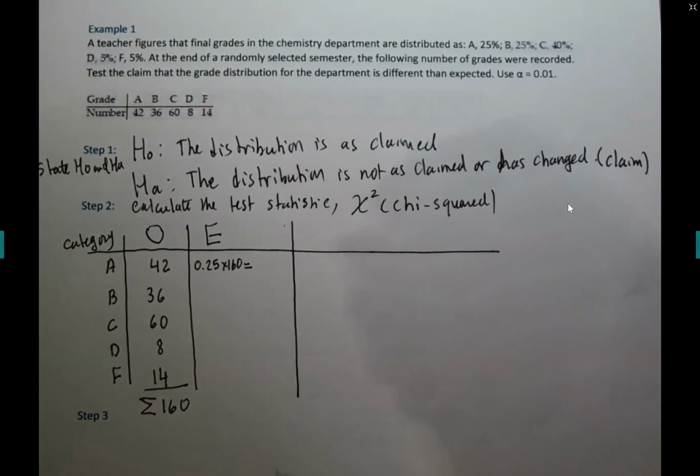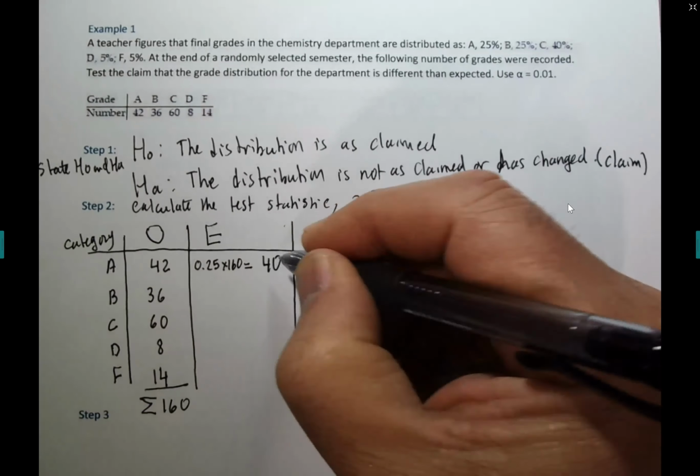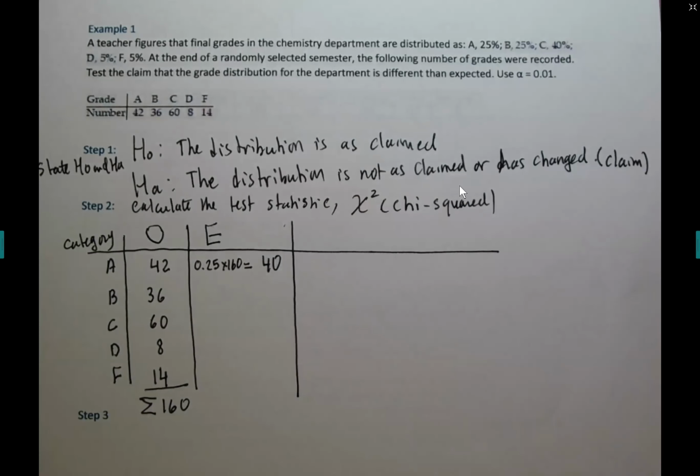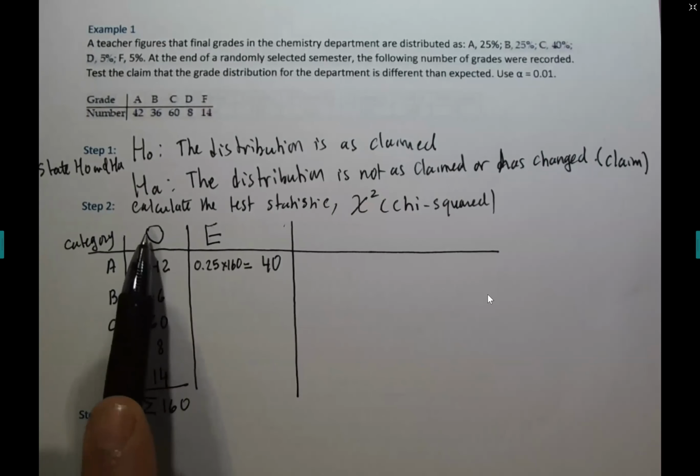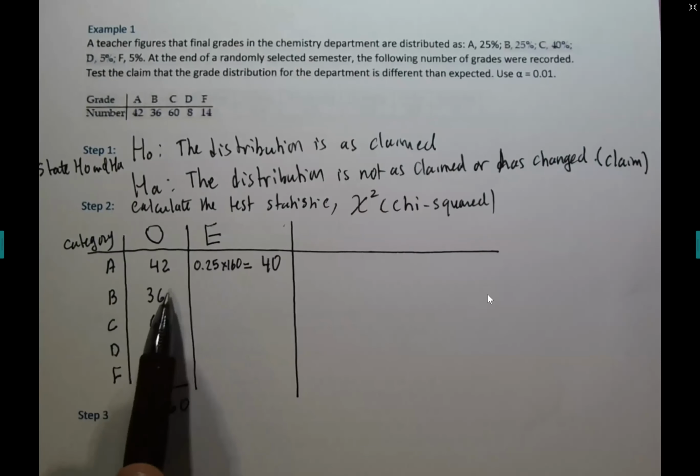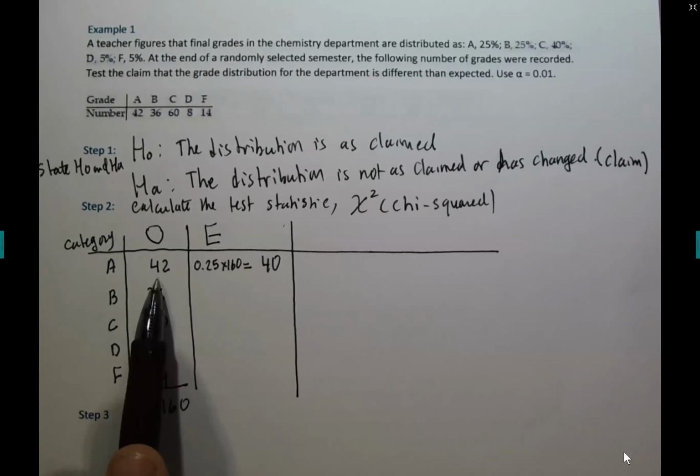Good. What's your feeling, guys? Do you think the teacher is right so far? The teacher expects 40 of his students to get an A. How many did we get? These are the actual, and these are the expected. Well, he seems to be right so far. 40, 42, very close. Not bad. But let's see. We're going to keep going.